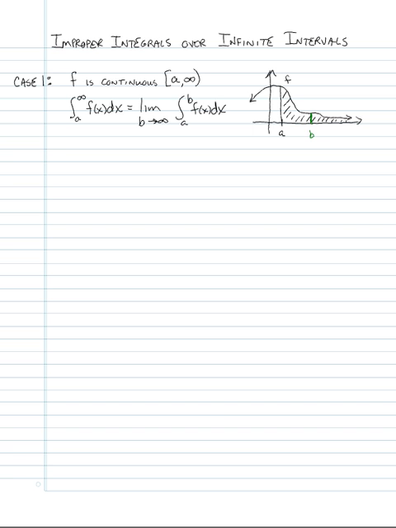So we can calculate the area from a to b. But we let that b get larger and larger, and that's what the limit is all about. And so that's the way we would set this up. Okay? Let's look at case 2.